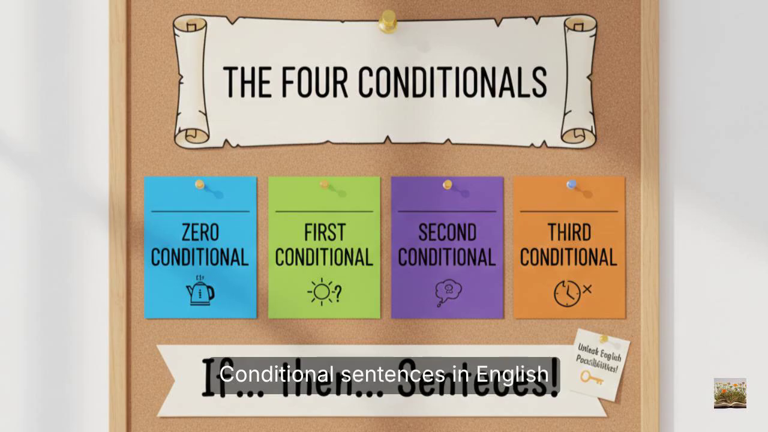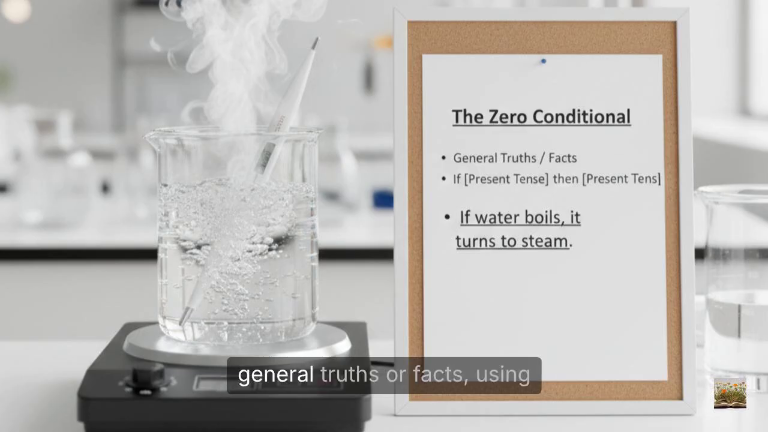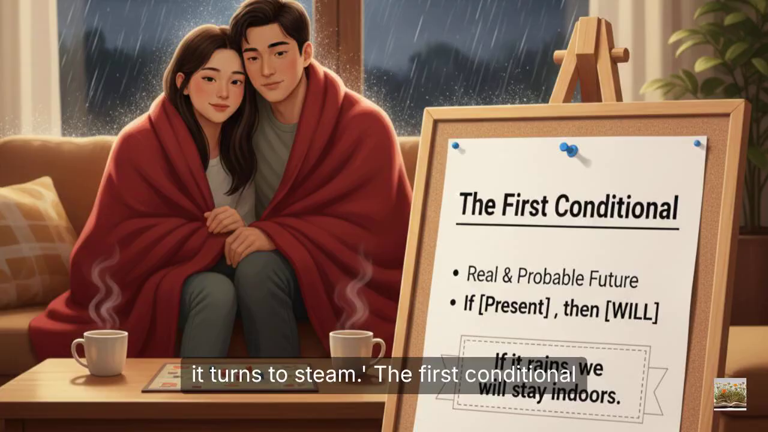Conditional sentences in English follow 4 main patterns, each with its own specific use. The zero conditional describes general truths or facts using the present tense for both clauses, such as, if water boils, it turns to steam. The first conditional deals with real and probable situations in the future, combining the present tense with will, as in, if it rains, we will stay indoors.